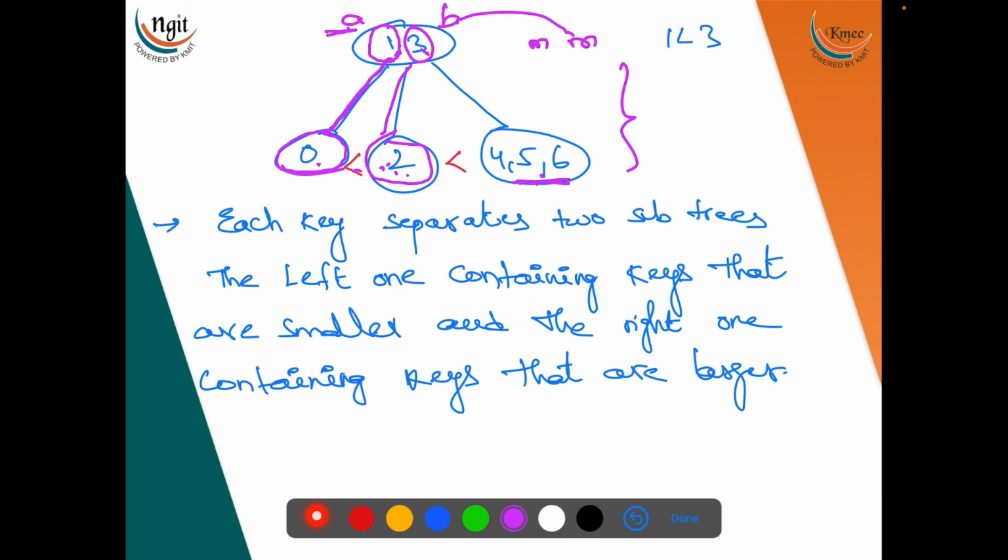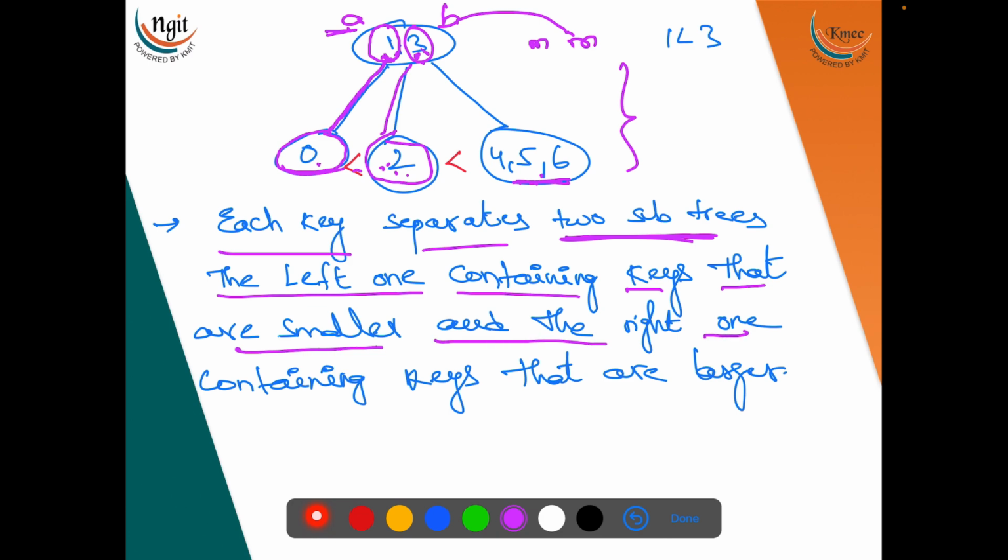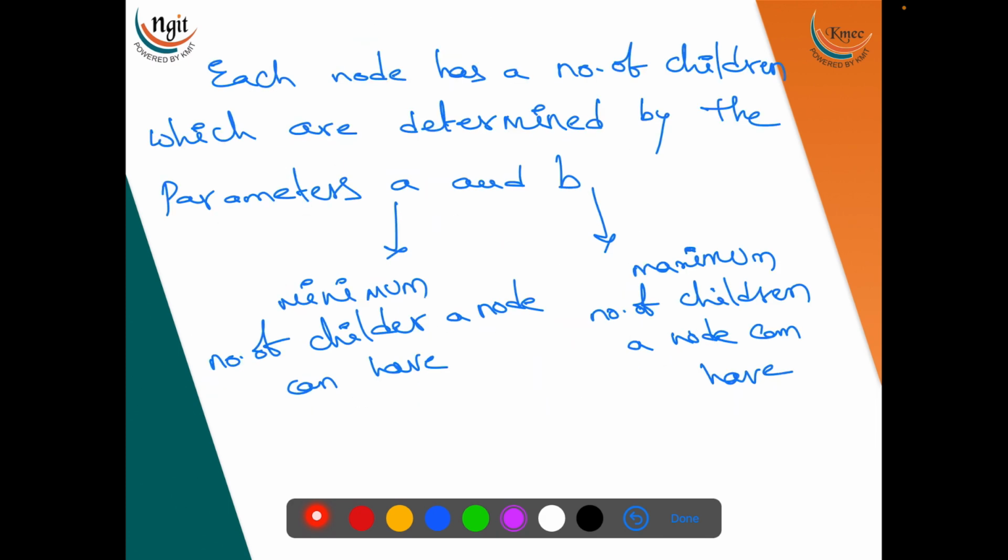And the order of this is: each key separates 2 subtrees. You are given 2 keys, and each key separates 2 subtrees. The left one contains keys that are smaller and the right one contains keys that are larger. That is the reason why I have given this symbol. It will always be in the same constraint. The arrangement of the AB tree is left to right, in sorted manner.